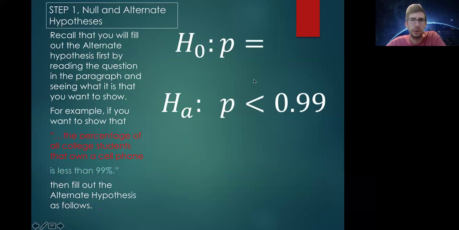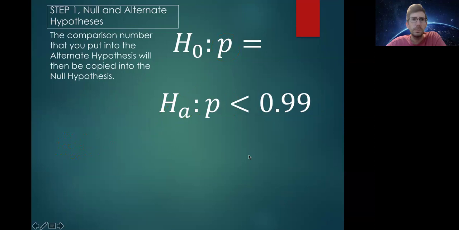So now fill out the alternate hypothesis first. We've done that. So we're asking about the percentage of college students that own a cell phone. Again, that's categorical, so we know we're talking about a proportion. And then that is less than 99%, which is how we got this piece, less than 0.99. So the comparison number is also going to be put in the null hypothesis.